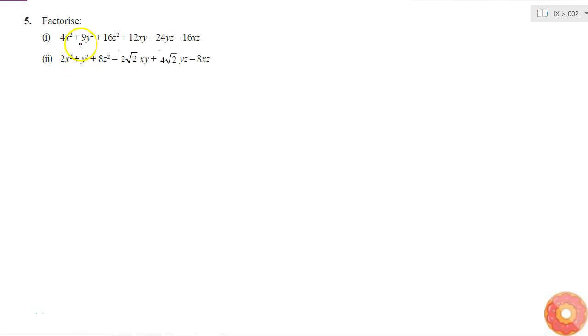Factorize these two polynomials is what I have to do. So here in both of them I can see I have three different variables, right? I have their squares and their products. So the identity that comes to my mind is (a + b + c) whole square.